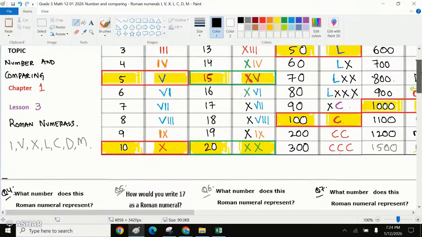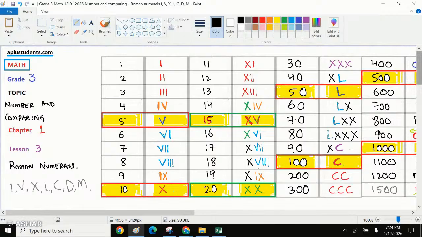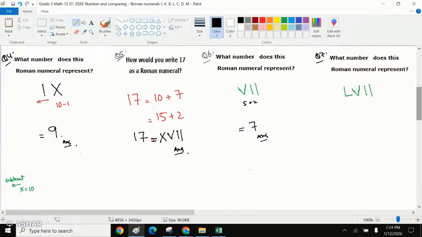We know that L is represented by 50 and V is represented by 5. So we can say that if L was 50, can we find this? No, 57, because we do not have C. C is 100, right?